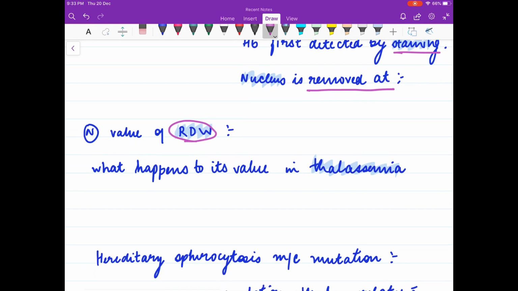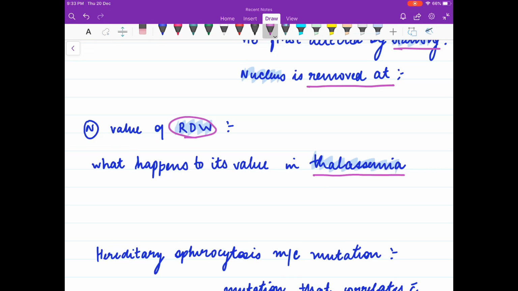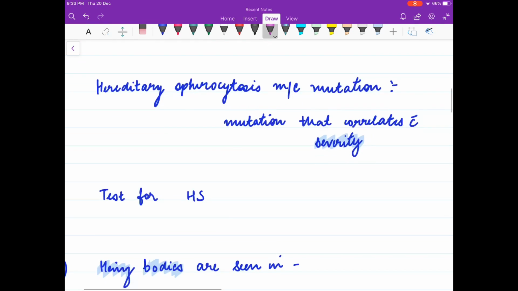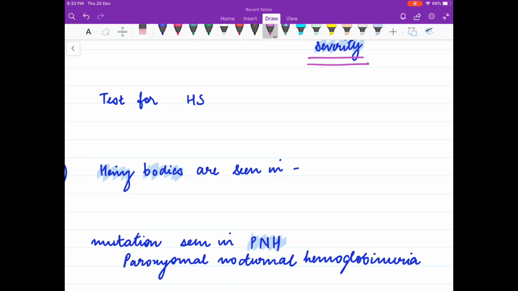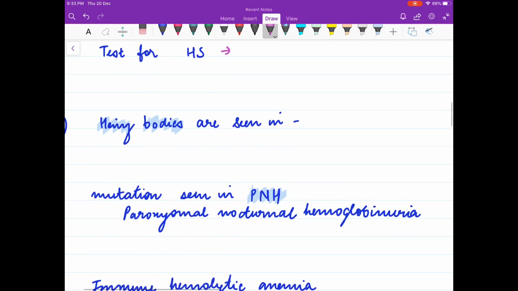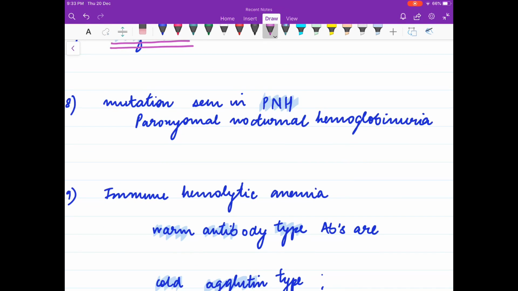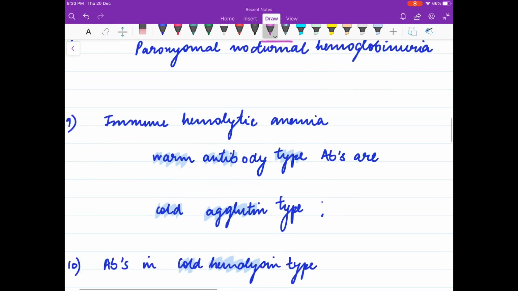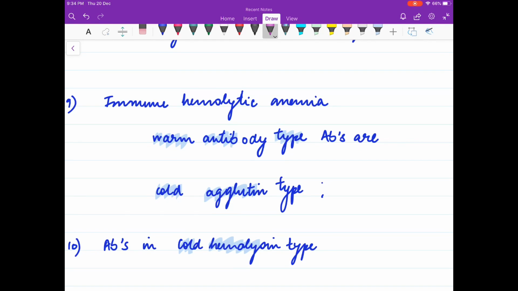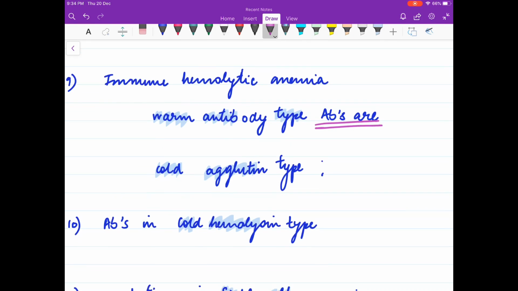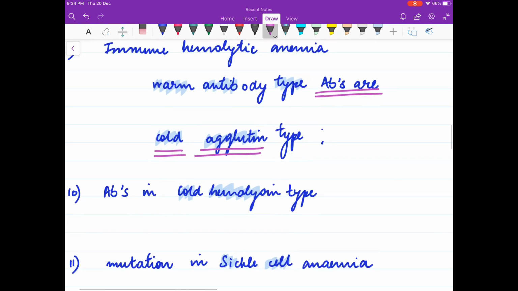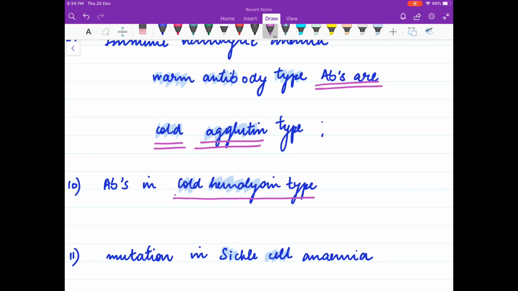Normal value of RDW is? What happens to its value in thalassemia? Hereditary spherocytosis most common mutation is? Mutation that correlates with severity is? Test for hereditary spherocytosis? Heinz bodies are seen in? Mutation seen in PNH? Warm antibody type antibodies are? Cold agglutinin type antibodies are? Antibodies in cold hemolysin type are called as?